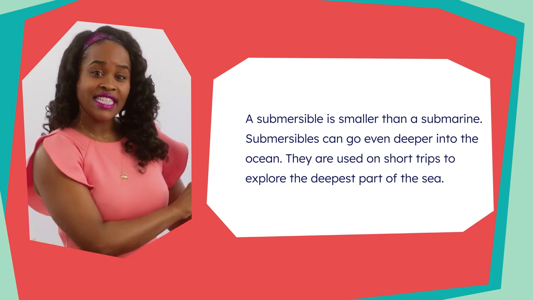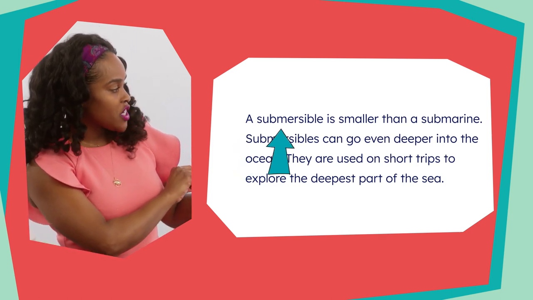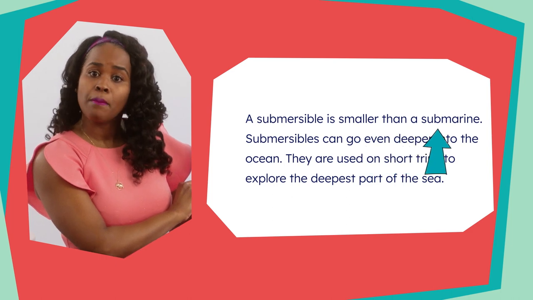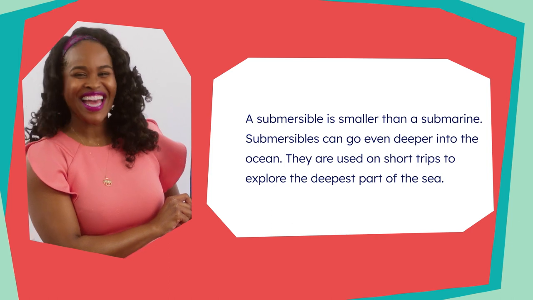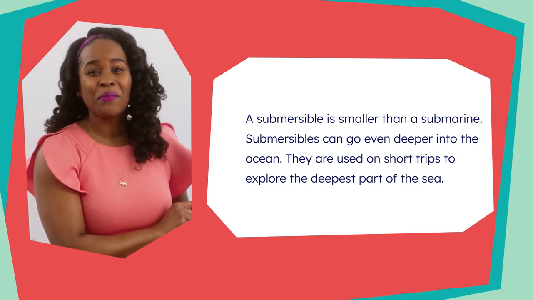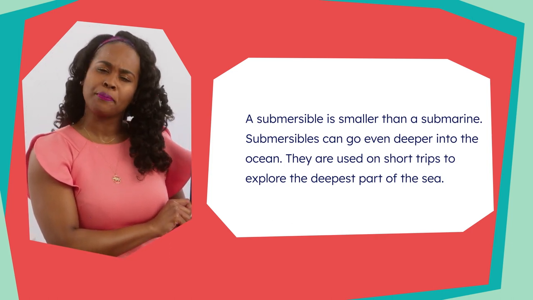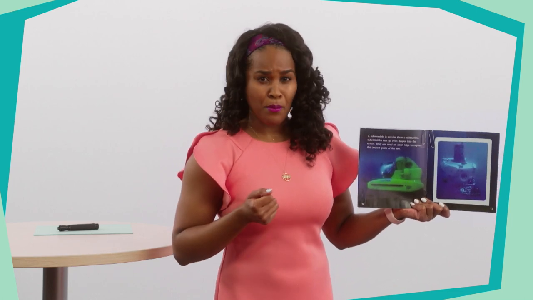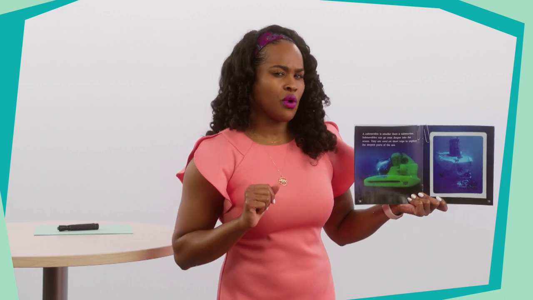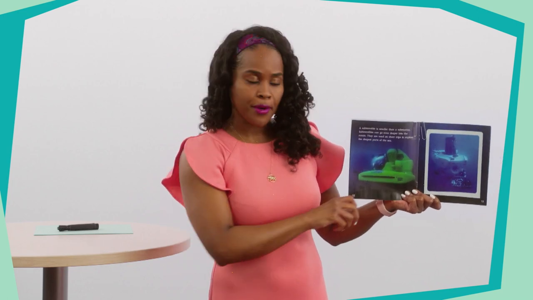Okay, the first sentence says, a submersible is smaller than a submarine. Remember, a submarine is what? That's right. A submarine is a boat that can move and stay underwater. What do you think, detectives? Could we say a submersible is a small boat that can stay and move underwater? That's a good start, but I don't think that we're finished just yet. Let's go on to the next sentence in the text and see how we can edit the definition even more.